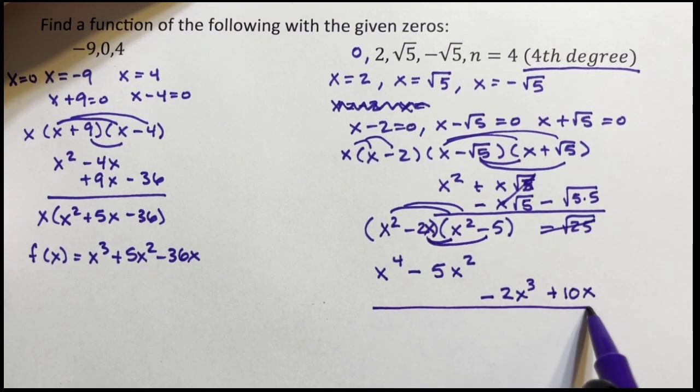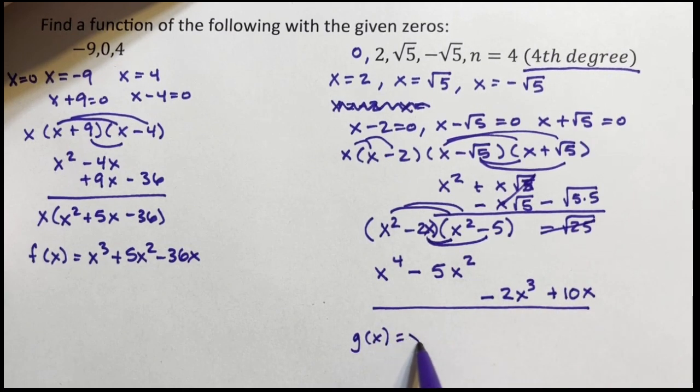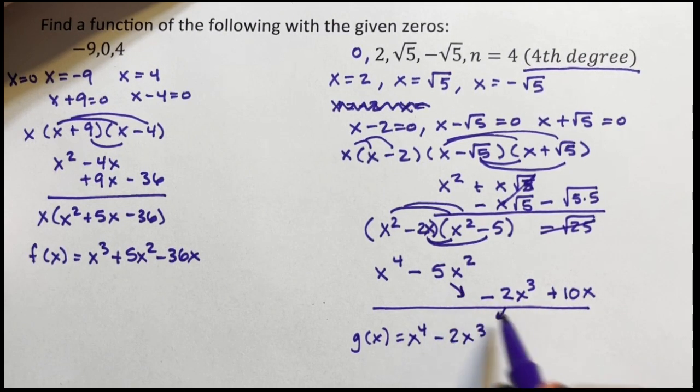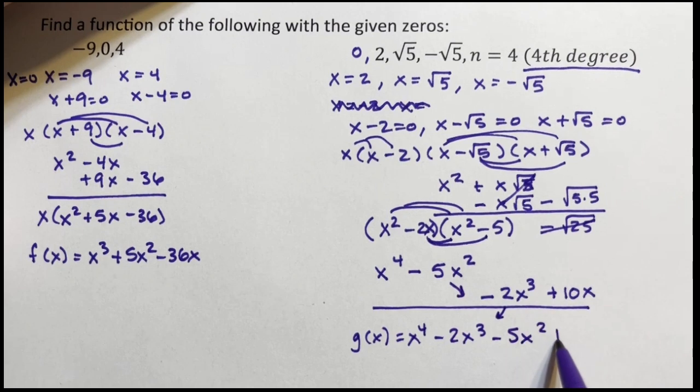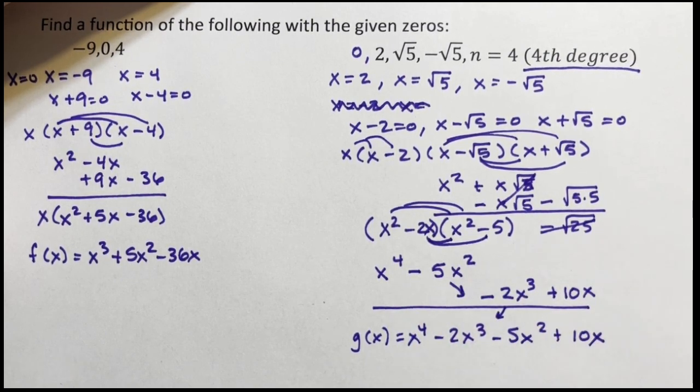You're like, what's the point of stacking when none of them are like terms? And that is a very fair question, but it allows me to really look at all my terms. I'm going to make this g of x, and I'm going to put x to the fourth. I'm going to put it in descending order, so I'm going to put the minus 2x cubed next, then this one, minus 5x squared plus 10x. So I have them in descending order, and it's kind of nice to see them when they're spread out like this.